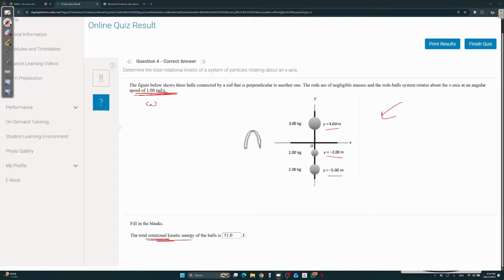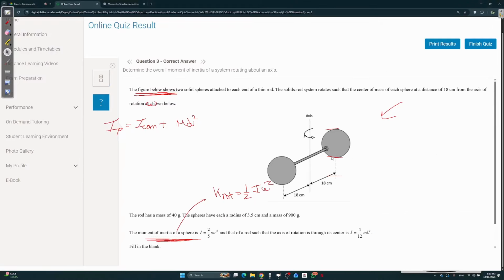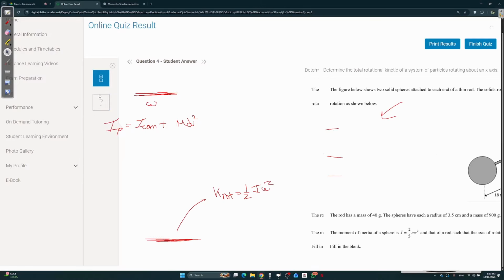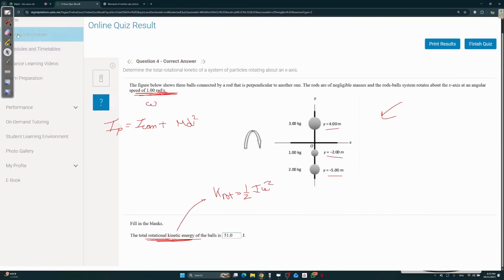We want the rotational kinetic energy. What's the formula for rotational kinetic energy? K rotational is half I omega squared. Now, what's I? When you have different shapes connected together, you simply have to use the parallel axis theorem, like I told you. I P is equal to I center of mass plus md squared. Now, the other one was us attaching other shapes to it, so it's all one system. Over here, it's simply 3 balls connected to each other using a rod.